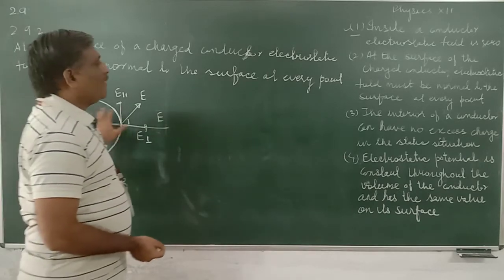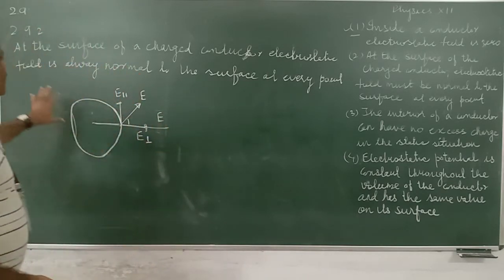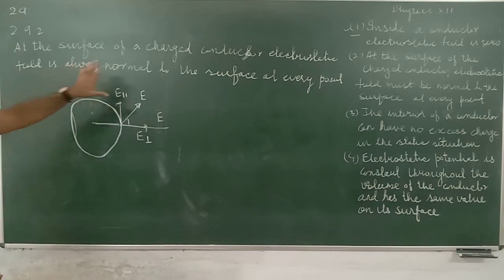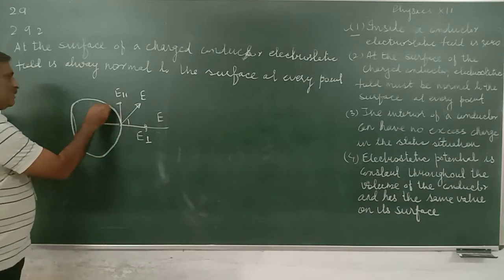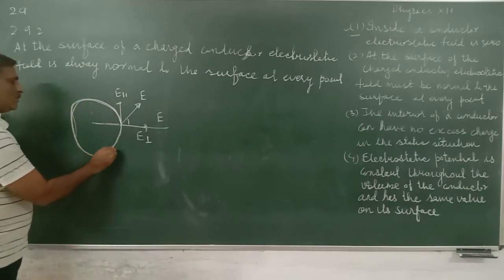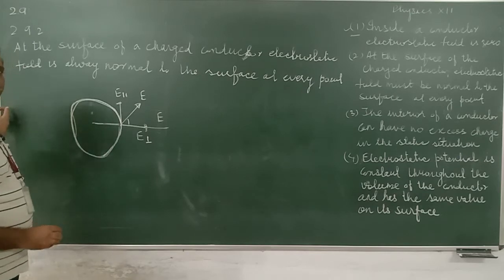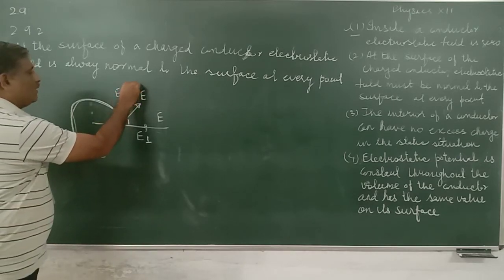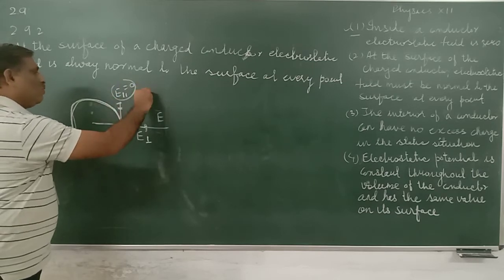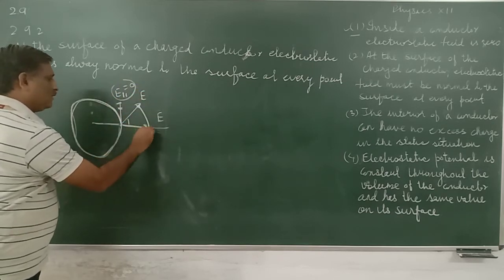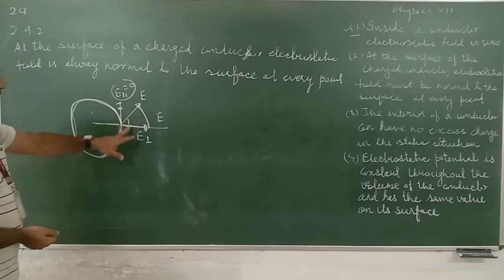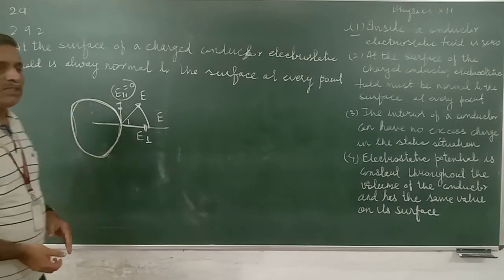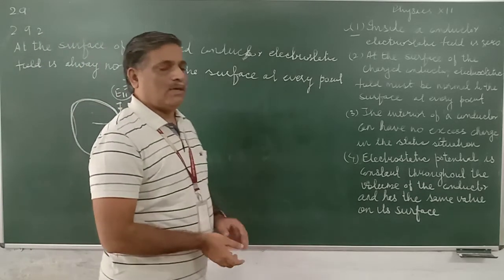So in this case, at the surface of a charged conductor, the electrostatic field is always normal, because this situation is static. All electrons are static on the surface. They are not moving. So this component is 0. If this component is 0, total E is along the normal component, or E is always normal to the surface of the conductor.